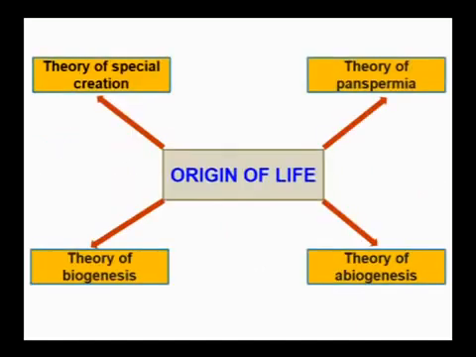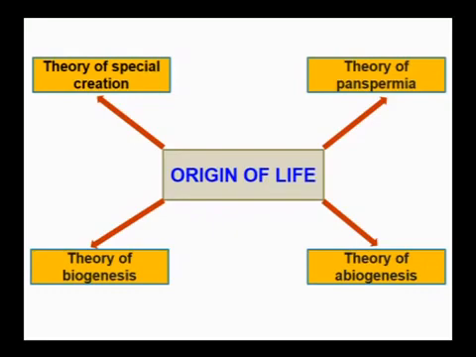After the origin of Earth, how did life begin on the prebiotic Earth? To explain the origin of life, several philosophers and thinkers proposed several theories. The important theories are the theory of special creation, theory of panspermia, theory of biogenesis, theory of abiogenesis, and theory of chemical evolution.